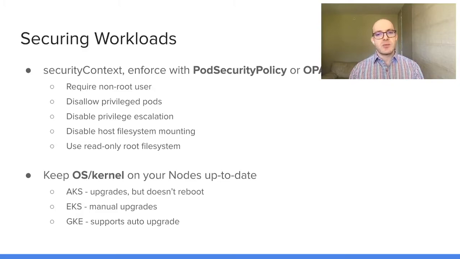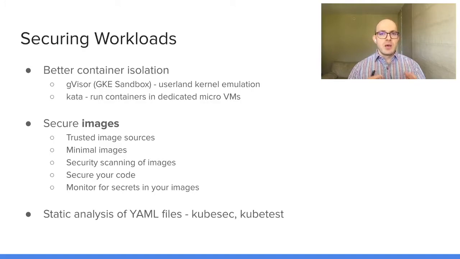Keeping the operating system on the nodes up to date is another step in preventing container escapes. And here, GKE also supports unattended upgrades if you need. There are interesting, though not widely adopted, options for improving container isolation. If you're interested, look into gVisor and Kata.